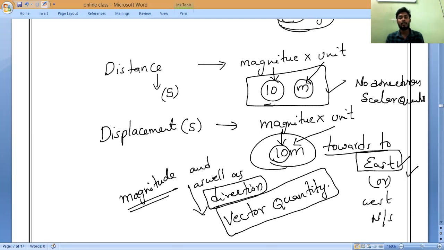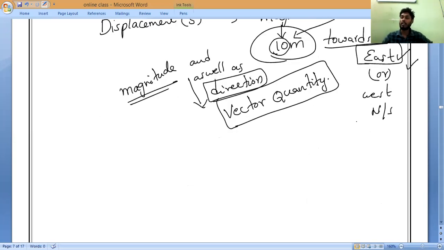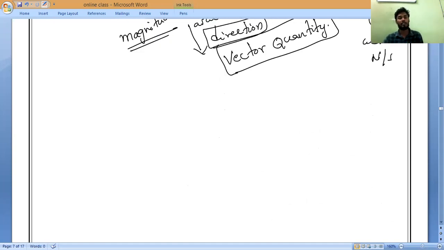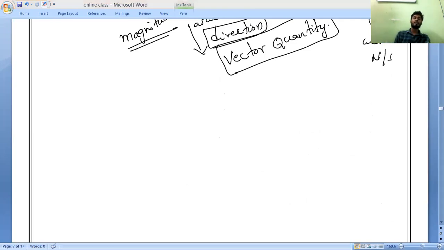What do we call it, guys? Scalar quantity. Now I will teach you very clearly what is scalar and what is vector. What is the symbol of distance, guys? And distance is a scalar or vector quantity? Distance is a scalar quantity. Displacement, how will we represent it? And we can say it is which quantity? Vector quantity.